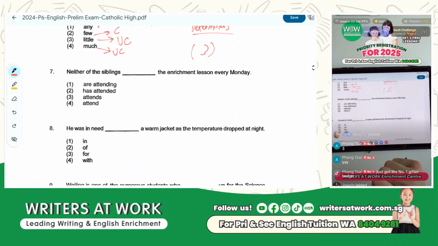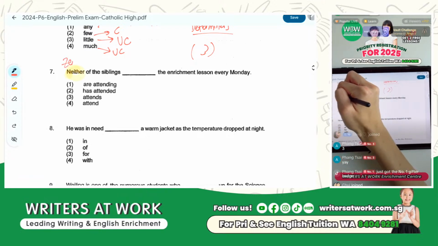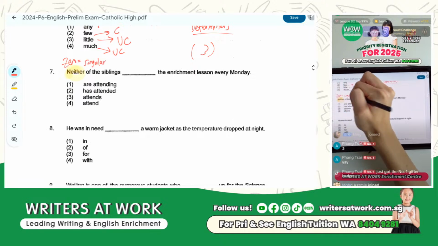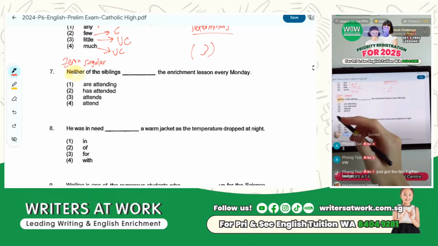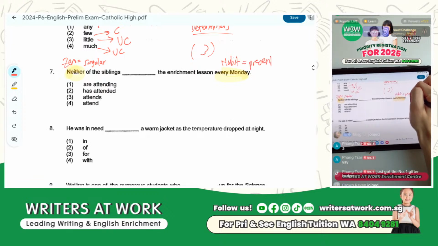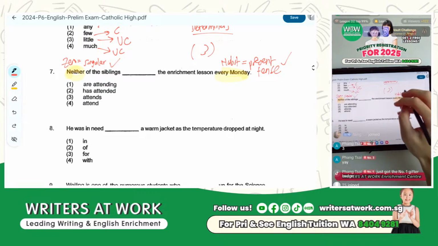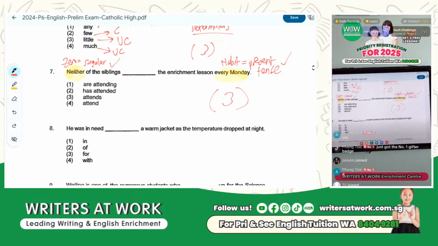Okay, looking at question 7. Neither of the siblings dash the enrichment lesson every Monday. Okay, first thing we observe is neither, which means 0. Therefore, we will consider it a singular subject. Next is every Monday, which suggests a habit, and therefore we use present tense. Okay, so singular present tense, we only have one answer, which is number 3, attends. Neither is singular, okay, Fang Sai, therefore the answer is number 3.